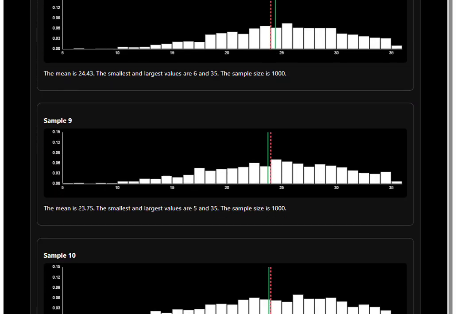This is a good indicator of the law of large numbers, which says that as the number of trials increases, your estimate, that is the sample mean, will more closely approximate the parameter, that is the population mean.